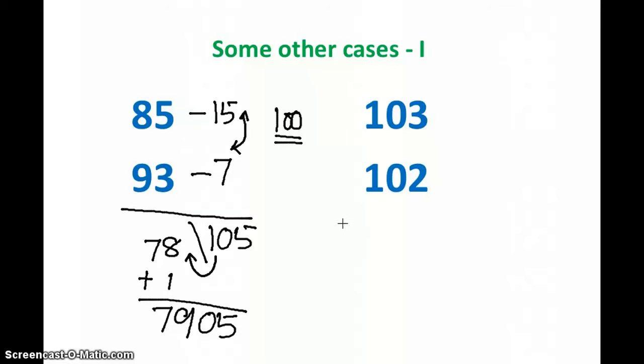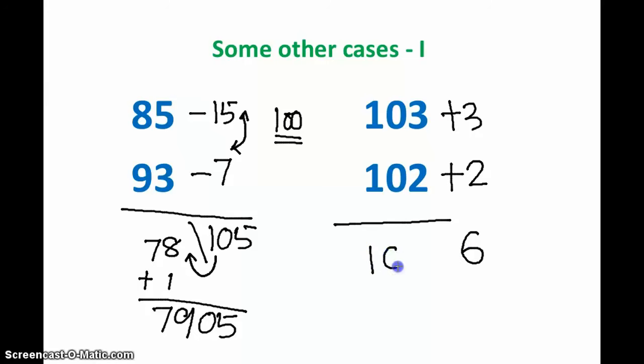Similarly, now let's say multiply 103 and 102. Here 103 I can write as plus 3 and 102 as plus 2. So 3 2s is 6. 103 plus 2 is 105, or 102 plus 3 is also 105. So is the answer 1056? Of course it is not, because on the right side, since the base is 100, we have to keep 2 digits, but we got only 1 digit after multiplying 3 into 2. So we should put a 0 before this, and that is the answer, 10506.